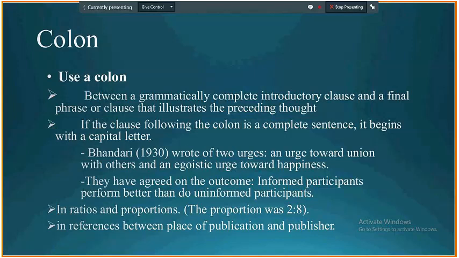For this slide, I also request Tilak Khatri sir, please, can you support me by reading this slide, Tilak ji? Yes, sir. Please use a colon, sir. Yes, use a colon. Yes, sir.